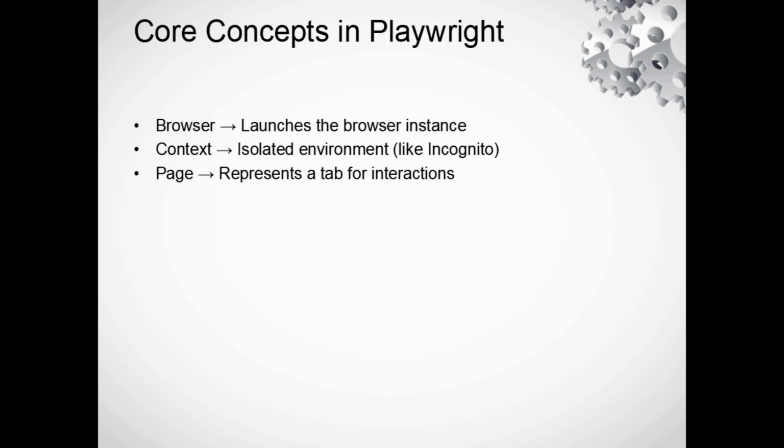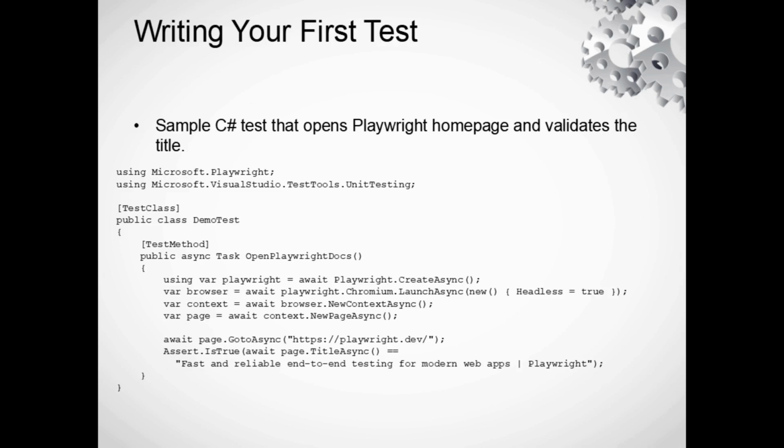Some of the core concepts in Playwright are: we have a browser, which launches the browser instance. We have a context, which is an isolated environment, like incognito, and we have a page, which represents a tab for interactions. This is a sample test which we can use in C Sharp, and we can run the test in Visual Studio. I'll demo shortly how we can write it in Visual Studio and run the tests.